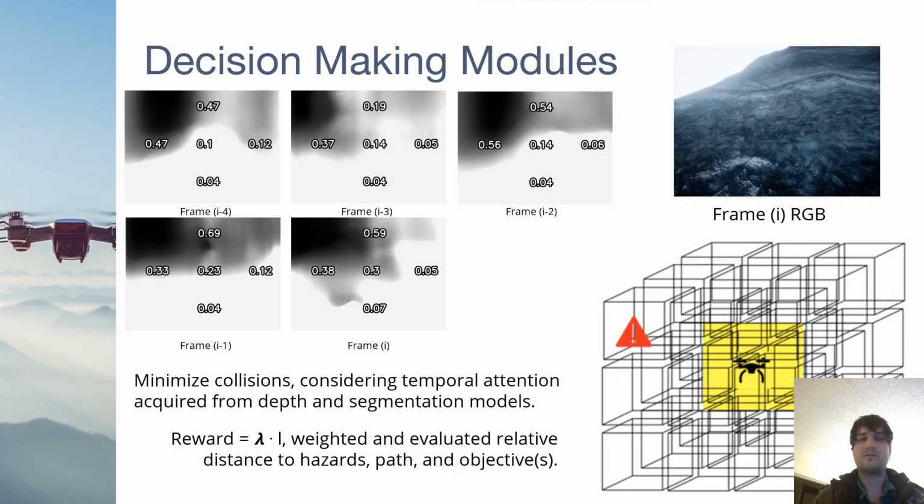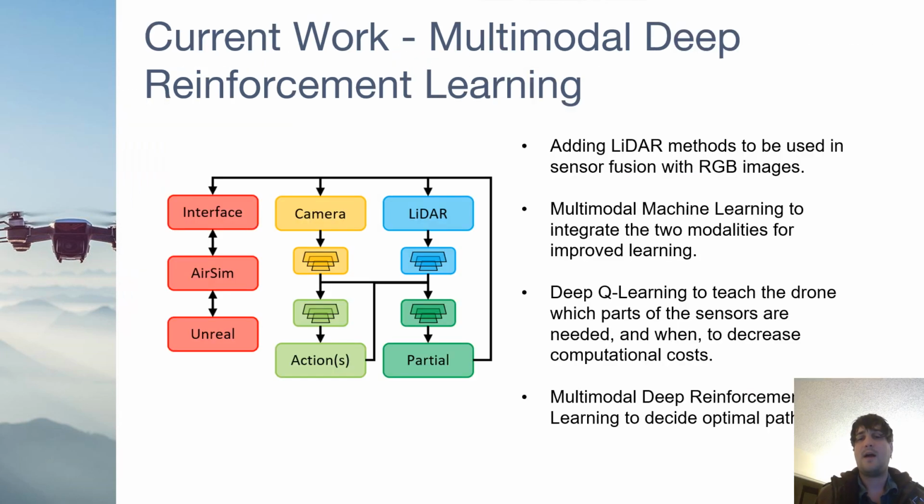Now a basic decision-making module would just use the depth estimation from the RGB image and give a score to each direction, like up, down, left, right, diagonal, based on how close things are, and then pick a direction that doesn't have something close to it and go in that direction. However, something I'm working on now is much more complicated, and that is using deep multimodal reinforcement learning. That's taking things such as LiDAR, which bounces lasers off of the surroundings to see how far everything is, and combining it with the RGB, and then using Q learning to decide what the next path forward is.